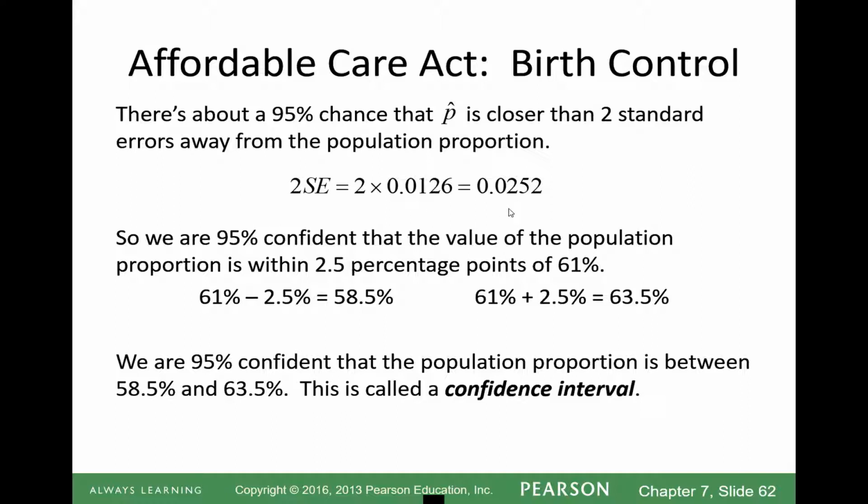So we are 95% confident that the value of the population proportion is within 2.5 percentage points of 61%. And this gives us our interval here. We're 95% confident that the population proportion is between 58.5% and 63.5%. This is called a confidence interval for 95%.